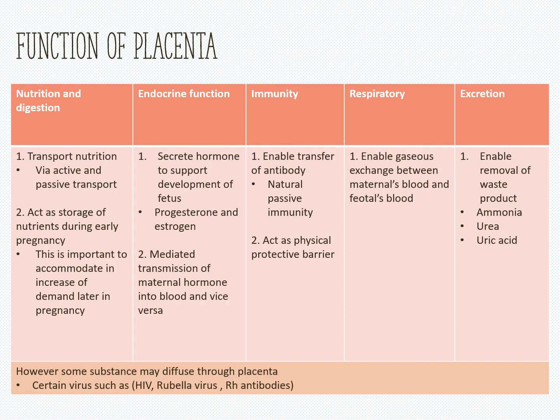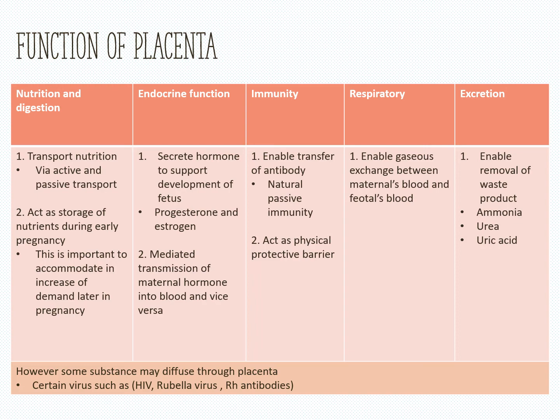For immunity, the placenta will enable transfer of antibody, called natural passive immunity. It also will act as a physical protective barrier. It will prevent pathogens from entering the fetal blood, prevent mixing of maternal and fetal blood, prevent some toxins from entering the fetal blood, and lastly block large and highly ionized molecules from crossing.